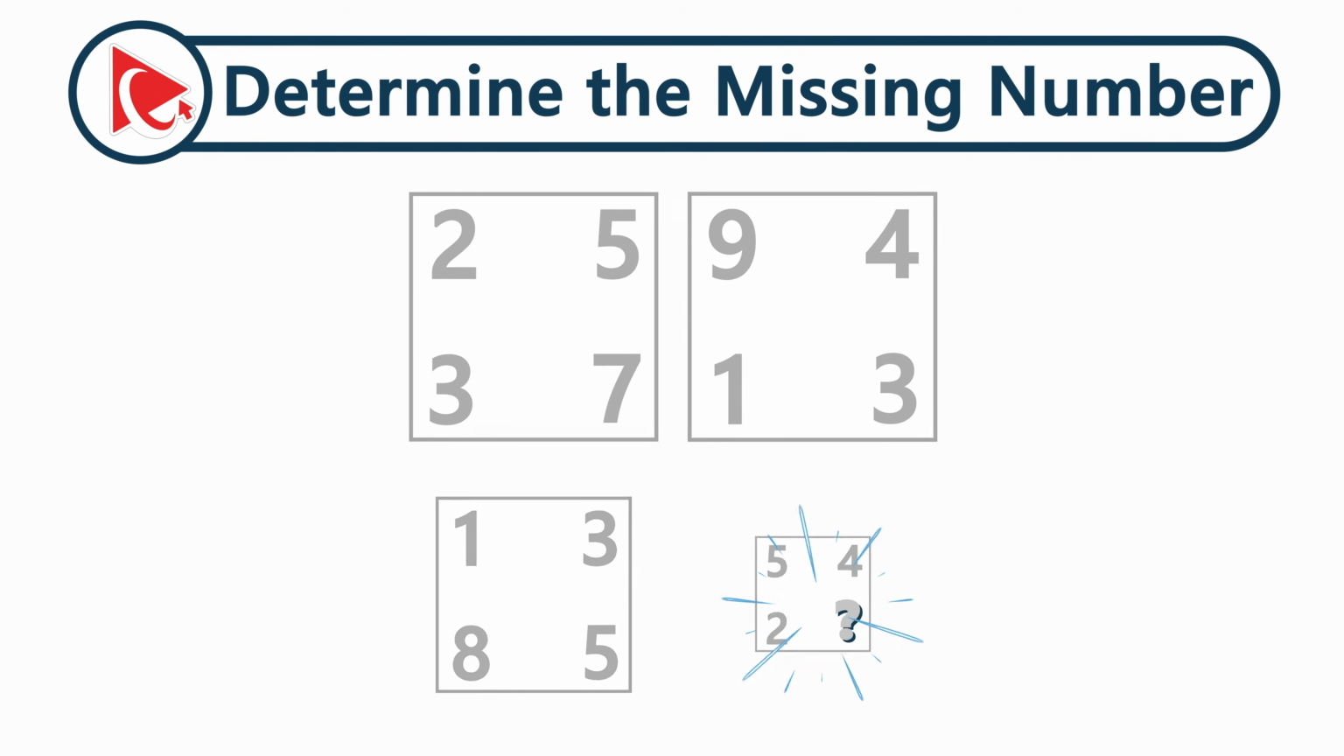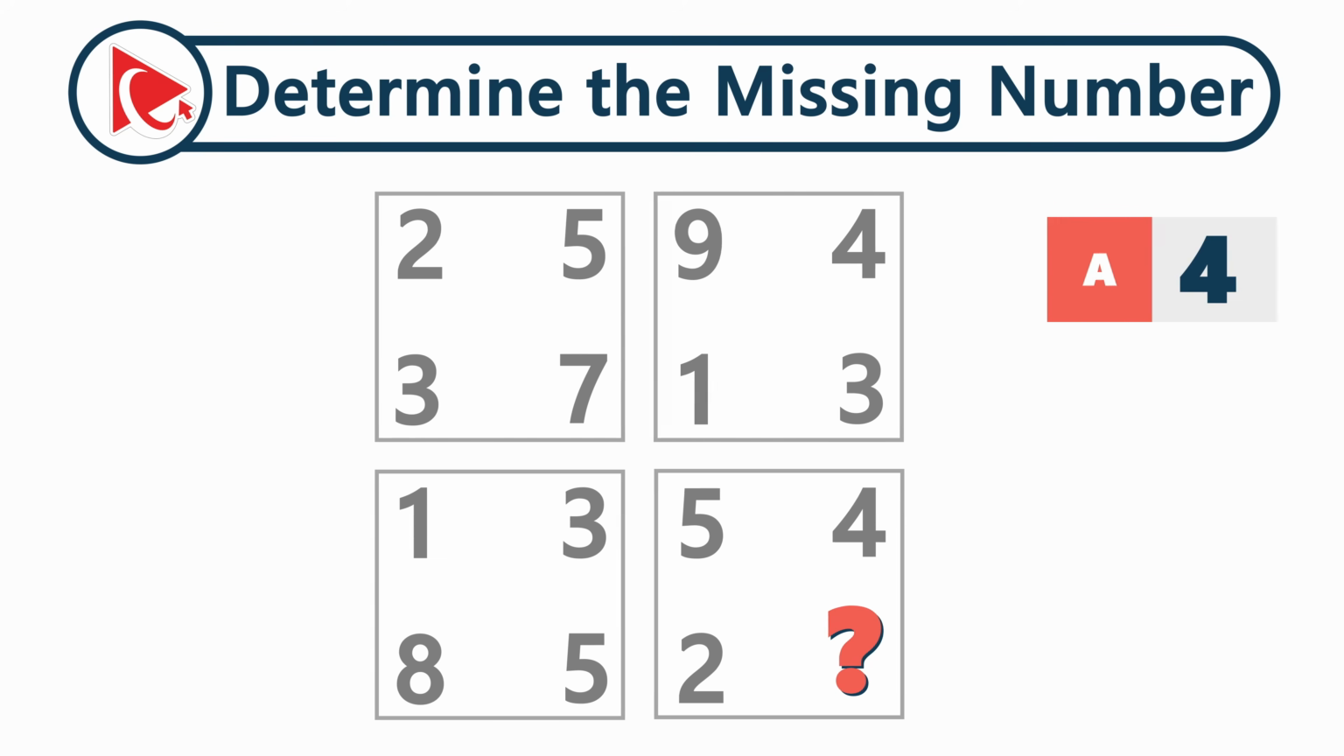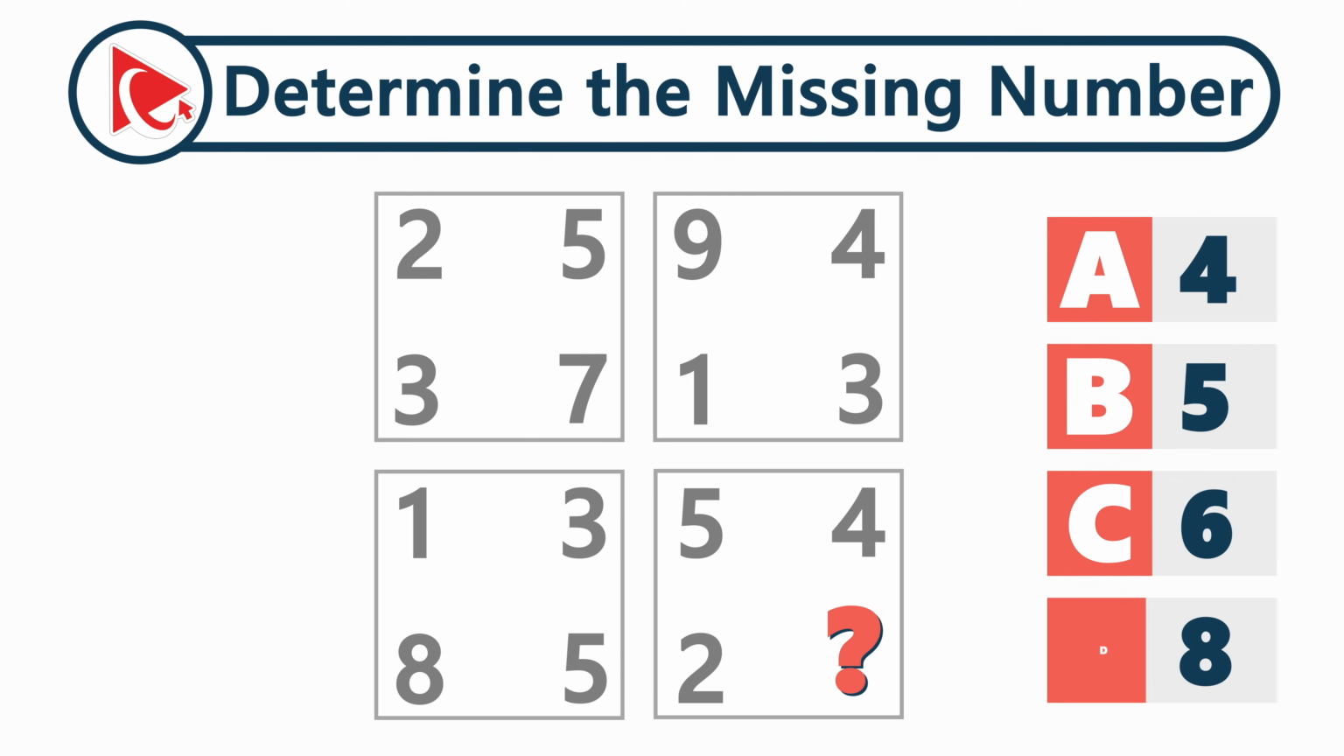You're presented with 4 magical squares. First square has numbers 3, 2, 5, and 7. Second square has numbers 1, 9, 4, and 3. Third square has numbers 8, 1, 3, and 5. And fourth square has numbers 2, 5, and 4, and then the fourth number is missing. You need to calculate the missing number and select your answer out of 4 possible choices. Choice A, 4. Choice B, 5. Choice C, 6. And choice D, 8.